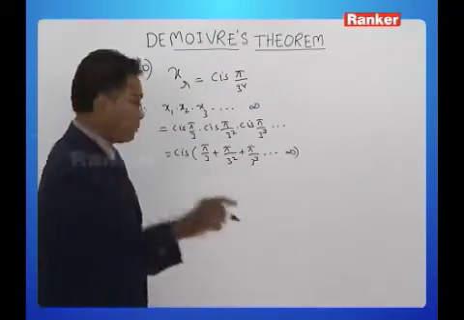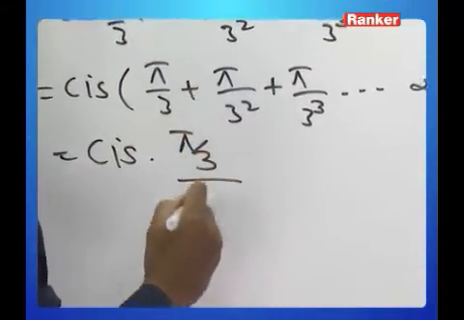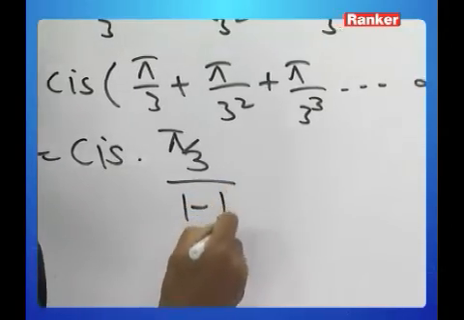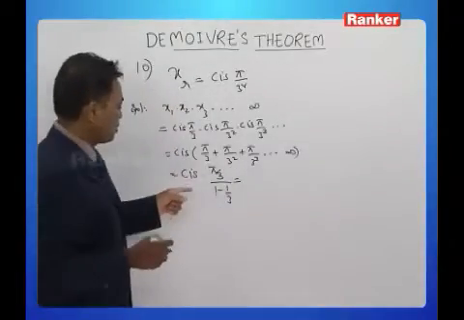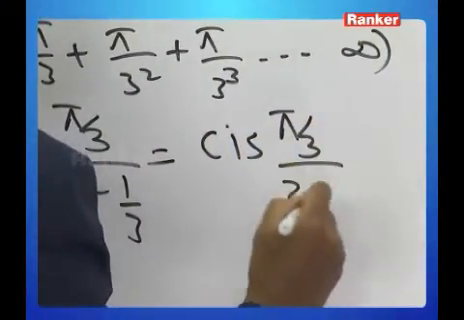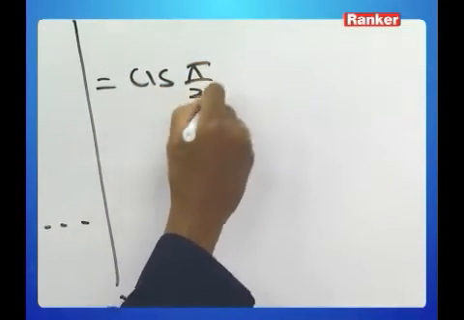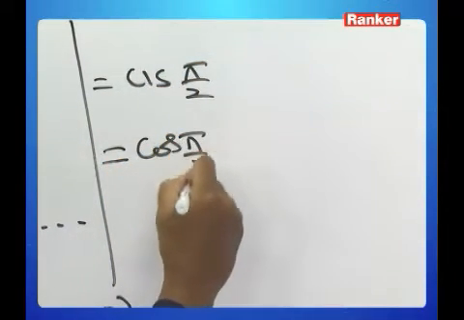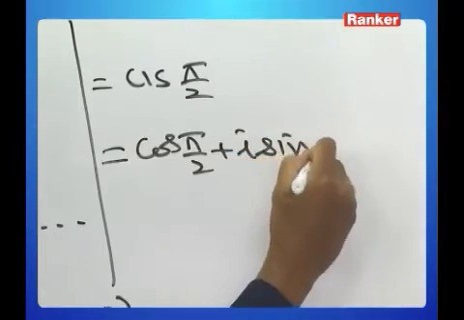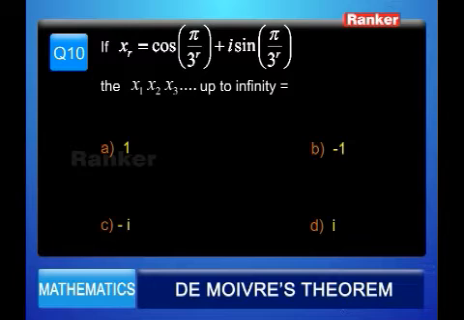Infinite GP: a by 1 minus r. That is, 1 by 3 over 2 by 3. So, the 3 cancels, cis pi by 2. What is the value of cis pi by 2? Yes, cos pi by 2 plus i sin pi by 2. Cos pi by 2 is 0, i into sin pi by 2 is 1. So, the answer is i and the option is the fourth one, D is the right option.